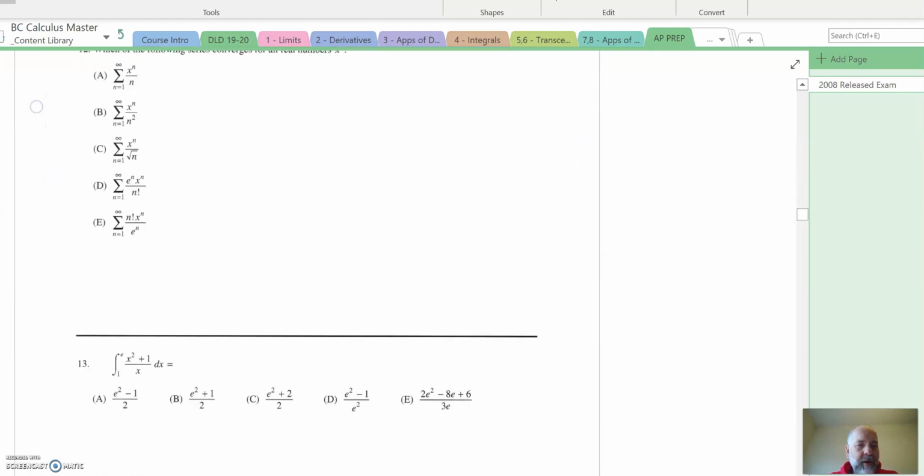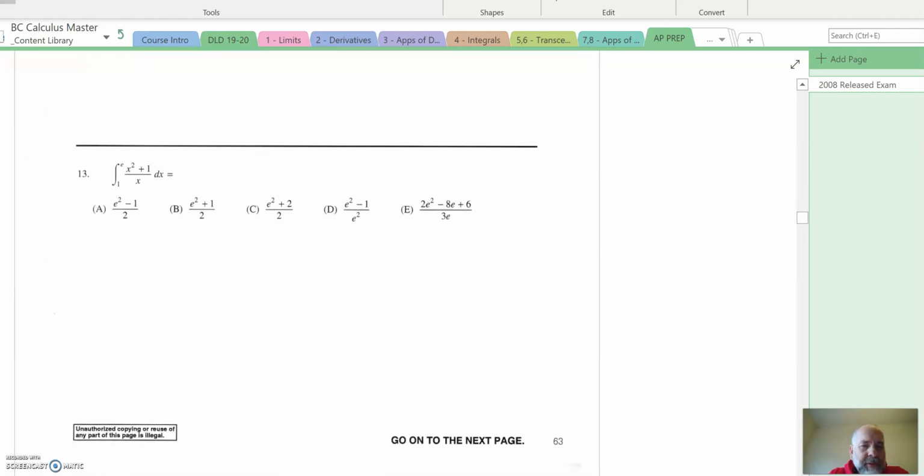11, 12, 13. There we go. 13. Oh, integral. Okay. It looks pretty straightforward. I should divide it into 2 fractions. So it's the integral from 1 to e of x plus 1 over x dx. If you don't write this, it's multiple choice, it doesn't matter, but I'm just trying to be all teacher-like.